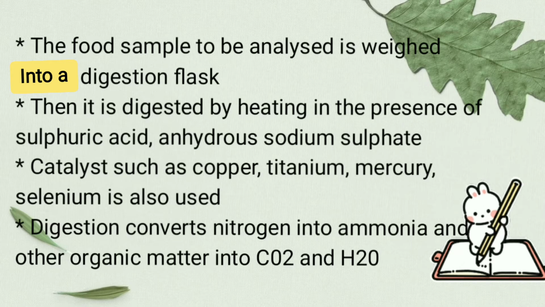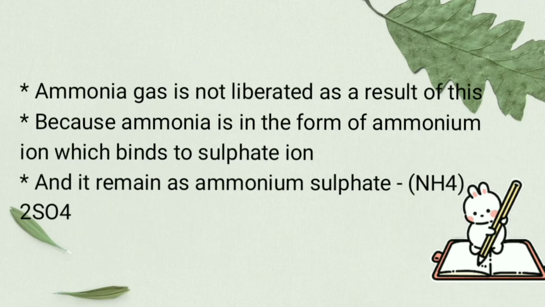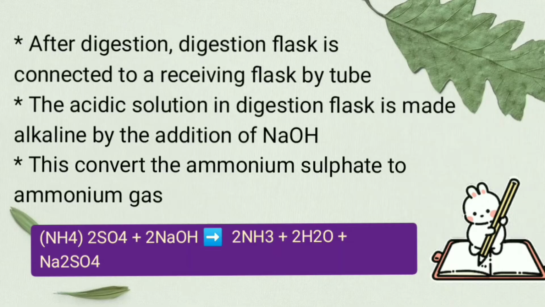Catalysts such as copper, titanium, mercury, selenium are used. Digestion converts nitrogen into ammonia and other organic matter into carbon dioxide and water. Ammonia gas is not produced as a result of this digestion process. It is because ammonia is in the form of ammonium ion, which binds with sulfate ion and remains as ammonium sulfate.